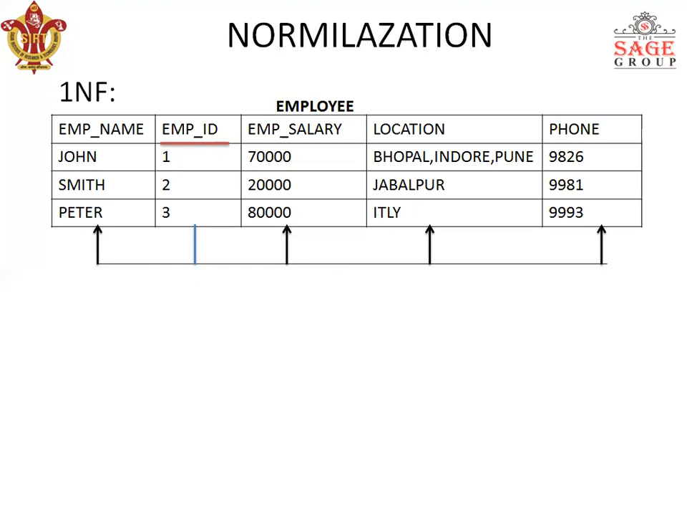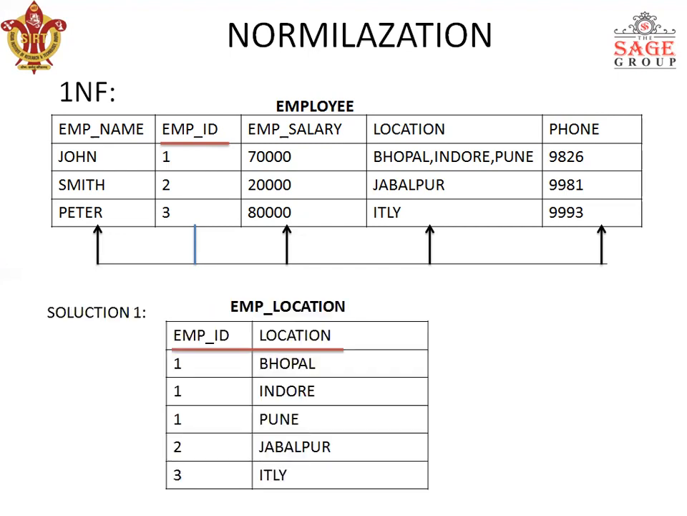So we will apply the conditions of first normal form if we want to convert this unnormalized table into first normal form. We have multiple solutions to solve this problem. So we go with solution number one. This is solution number one. What we have done is break down the relation into two tables. There is one table, an employee location table, and there is another table, an employee table.